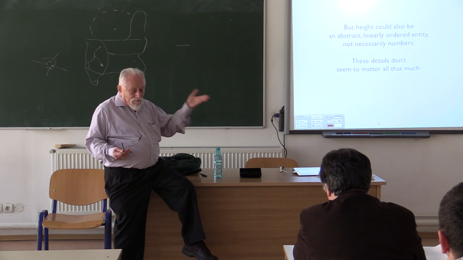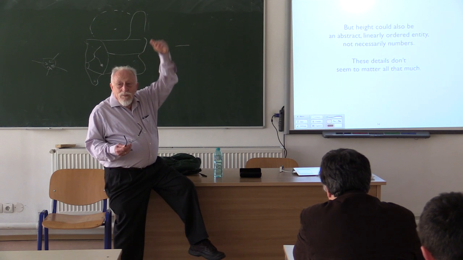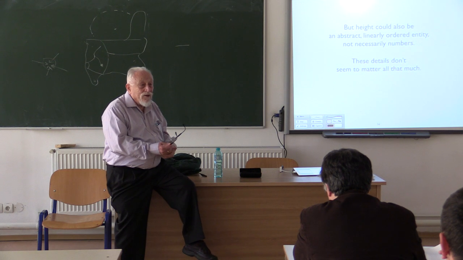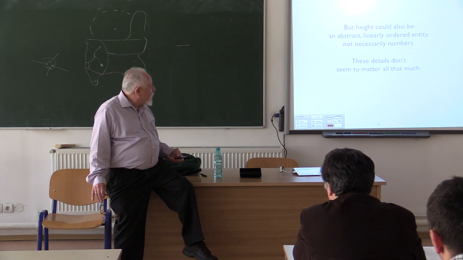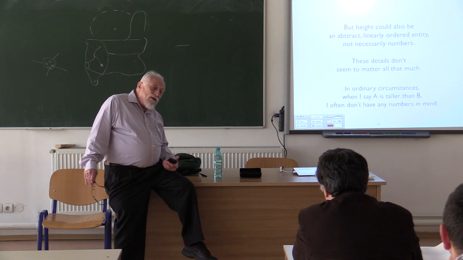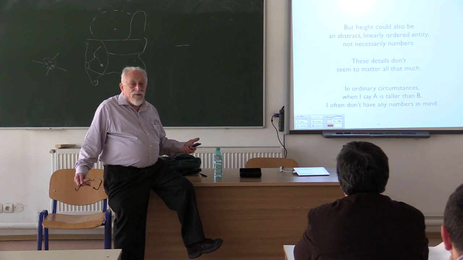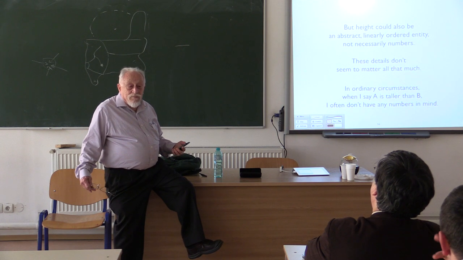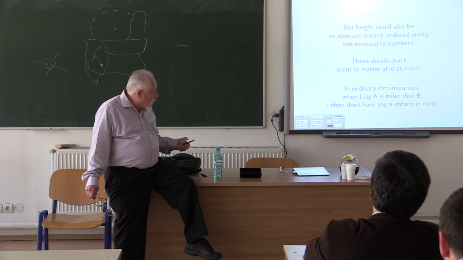And you can measure heights by putting somebody against a wall and drawing a line. And then you know what it means for somebody to be taller than somebody else. The line you get here is above the line you get here. And numbers don't actually come into it. You just need some kind of linear order. In fact, usually when I say he's taller than she is, I don't have numbers in mind at all. I'm very bad at estimating heights. I do know that for my own height, I'm usually looking up at people, but I don't really estimate numbers.